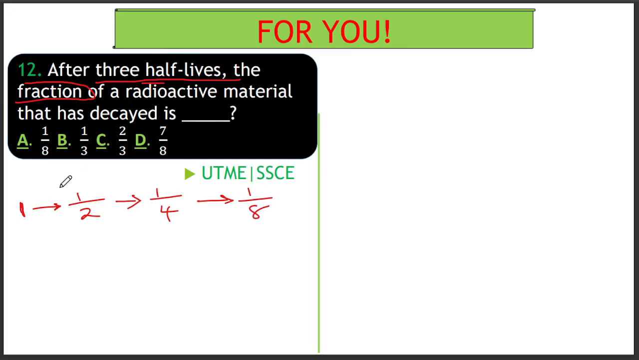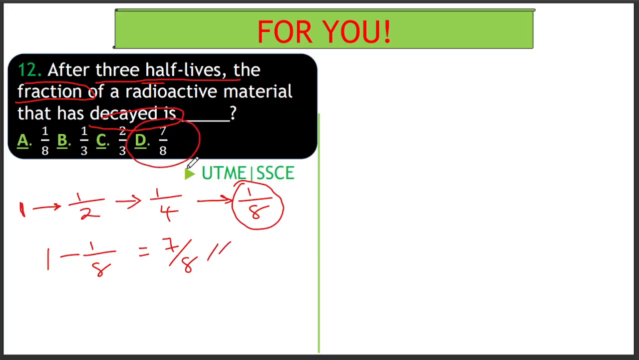So I stop. Now, the problem here is that the question says we should find the fraction of the radioactive material that has decayed. Here that we stop, this one is the amount remaining. Do you remember? Okay, so to now find the one that has decayed, you say the overall fraction, which is 1 minus 1 over 8. And this should give you 7 over 8, which is the correct answer. So D is the correct option.